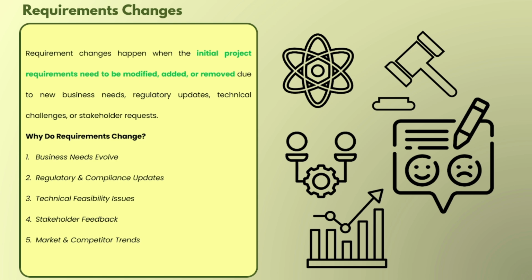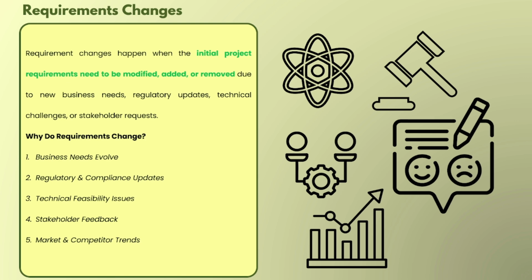Then technical feasibility and issues. In short, it is technical limitation we are talking about. Some features sound great on paper, I mean when we gather requirements, what I am trying to tell you is that some features sound great on paper, but when we try to build them, they turn out to be very complex and very expensive, or sometimes it's just not practical even. So we may need to change or drop them. So this is another limitation, technical limitation, which causes requirement changes.